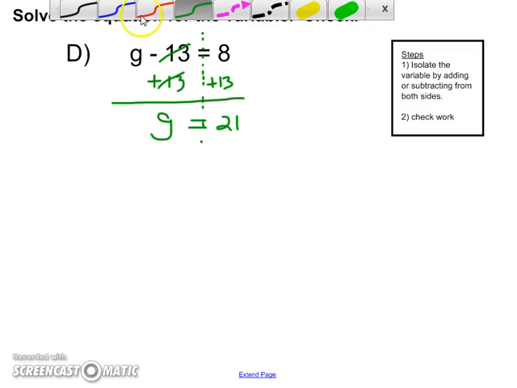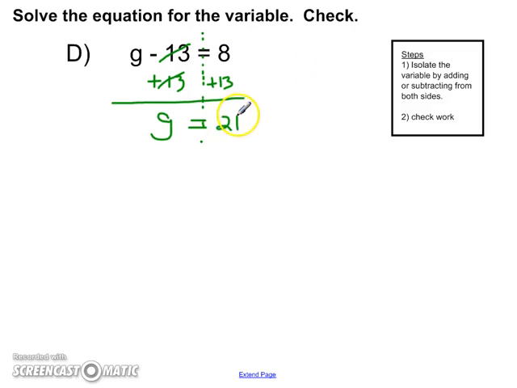Now we do want to check it. Let me change colors here. I'm going to take my 21 and put it back into the original equation. I'm going to replace g with it and check, does 21 minus 13 equal 8? If it does, my 21 is the correct solution. If it doesn't, my 21 is not the correct solution, and I need to go back and try something else. Well, 21 minus 13 is 8. Well, 8 does equal 8. So I have a good solution.